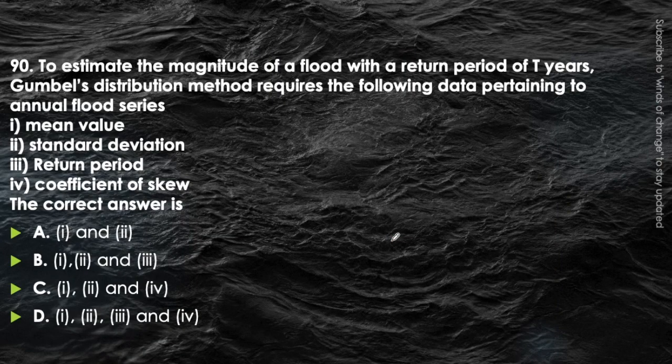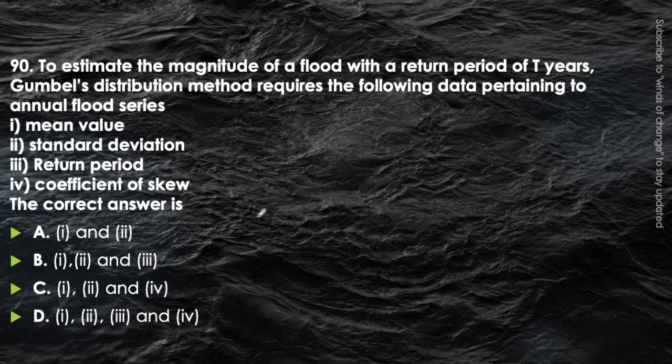Next question. To estimate the magnitude of the flood with return period of T years, Gumbel's distribution method requires the following data pertaining to the annual flood series. Gumbel method to determine the magnitude of flood with return period of T years. For that we will require mean value, standard deviation, return period, coefficient of skew. The correct answer will be in these first and second, first, second and third, first, second and fourth, or all of these. Think about it.